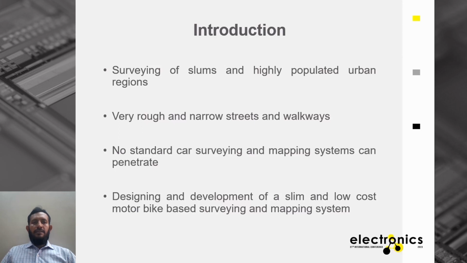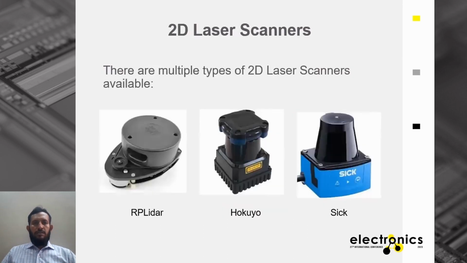And these areas are actually very rough and narrow, so that no standard car surveying or other kind of mapping systems can penetrate these kinds of areas. So the main task for us is to design and develop a very slim and low-cost motorbike-based surveying mapping system, which can do this specific task.